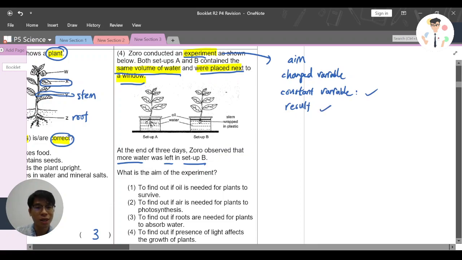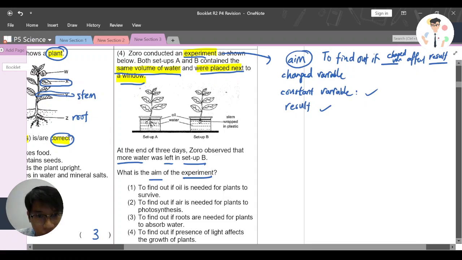So what is the aim of the experiment? Now we are looking for this aim. Okay. And as you know, we always write the aim in this way: to find out if something affects something. And the one thing that we write here is basically the change variable. The change variable affects the result, okay?